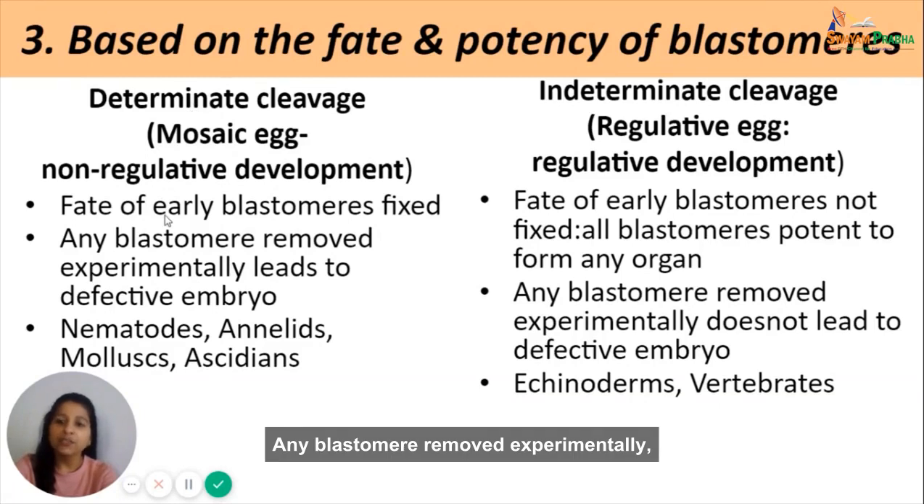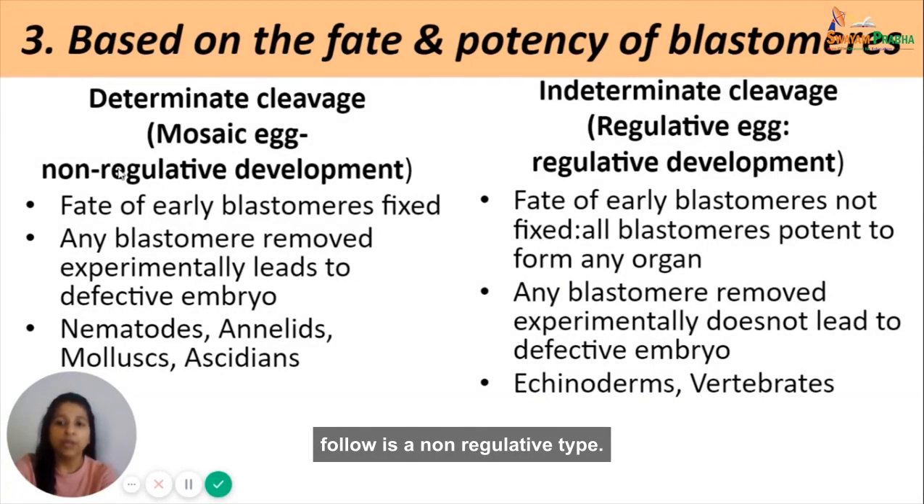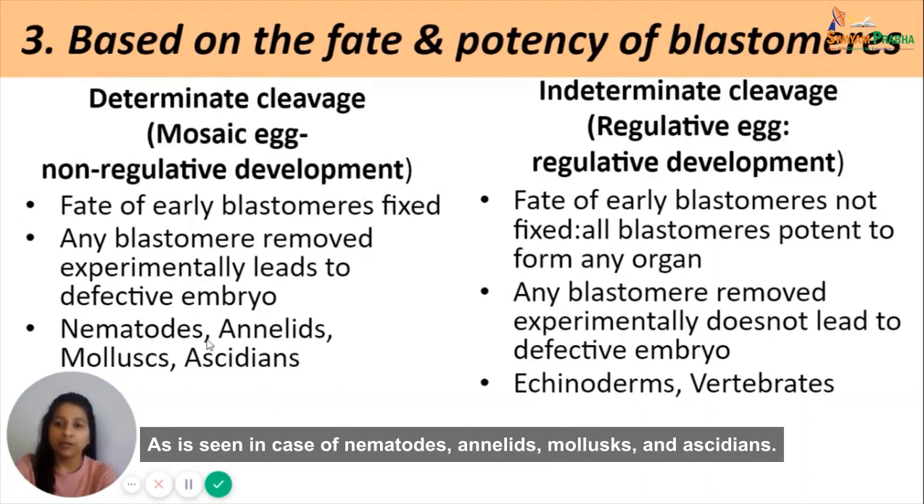Any blastomere removed experimentally will lead to formation of a defective embryo. That is, the type of development that these mosaic eggs follow is a non-regulative type, as is seen in case of nematodes, annelids, mollusks, and ascidians.